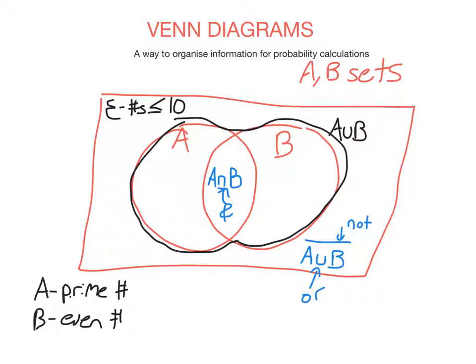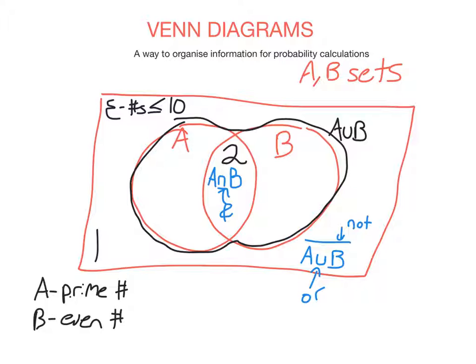I'm going to put each number between 1 and 10 into this Venn diagram somewhere. Let's start with the number 1. It's not prime and it's not even. It's neither A nor B, so it goes out here. The number 2, well, that's both prime and even. So I'm going to put it in the middle here. It's in A because it's prime, but it's also in B because it's even.